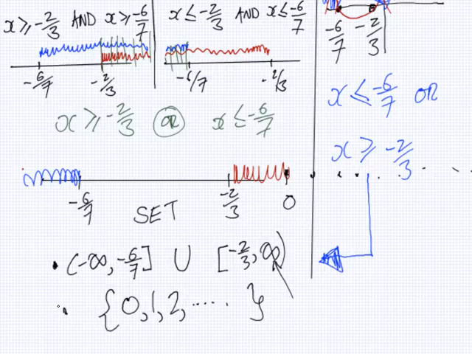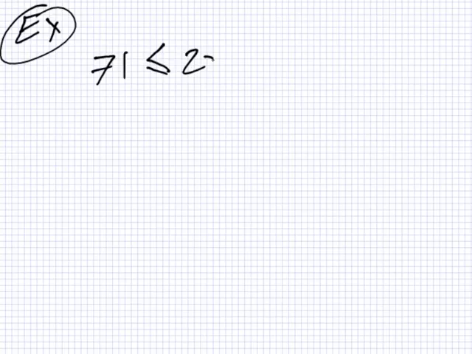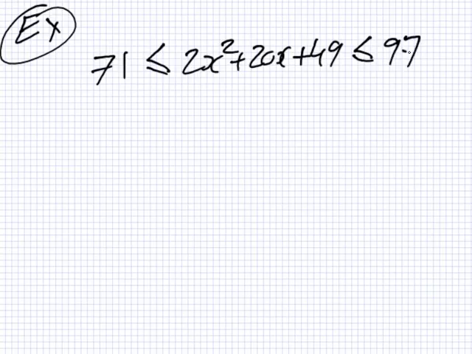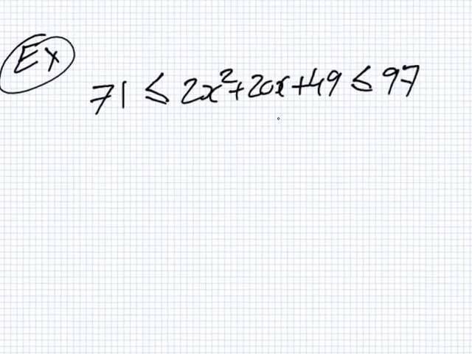Because of the time, I'm not going to finish the example. I'm just going to do enough of it so that it becomes one of the problems we've seen earlier today. Okay, so I'll show you how to simplify it then. Scrolling down. Well, actually, you know what? It's actually not too long to do. 71 less than or equal to 2x squared plus 20x plus 49 less than or equal to 97. Less talking, more writing. Come on.